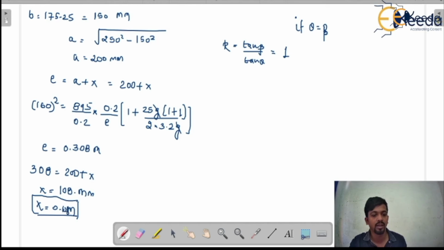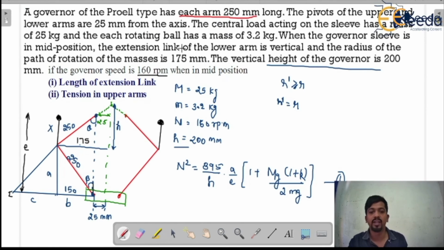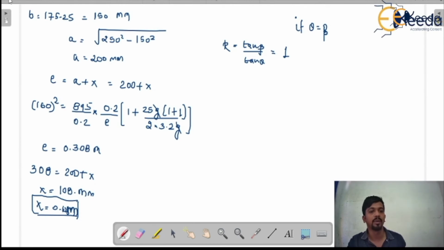Now the second part: what is given and what is being asked is the tension in the upper arms. Now we have to calculate the tension in the upper arms.